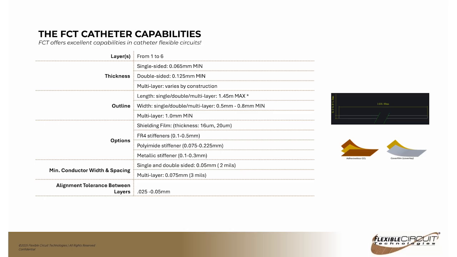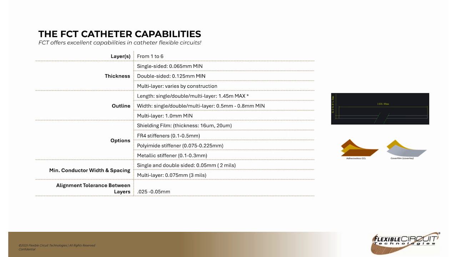And then as we get into catheter capability, this would be what we can do for you, up to a 6-layer design. Thicknesses, on the thin side for a single-sided part, are going to be 0.065 millimeters for a single layer, 0.125 for a double layer, and then multi-layer is really all over the map depending on your construction and how many layers there are. So these would be using the thinner polyimide layers, thinner adhesive layers, thinner copper layers. If your needs dictate that you need to carry more current, you might need a little thicker copper, a little thicker adhesive, then your part's going to get a little thicker overall.